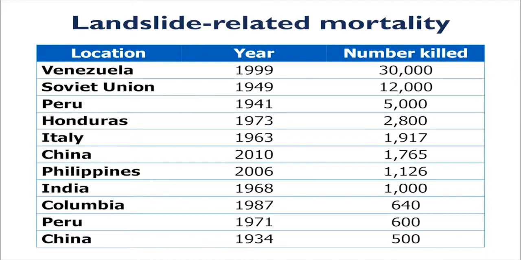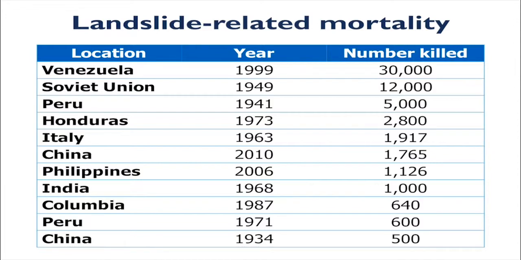Other landslides as well. The Soviet Union in 1949 killed 12,000 people. Another landslide in 1941 in Peru killed 5,000 people. In Honduras, 1973, 2,800, and then smaller amounts as well down to China, 500 in 1934 as being among the top 10. So we can see these aren't huge numbers, but they are still significant in some cases. 30,000 people is a very, very serious number when we're talking about landslides death.